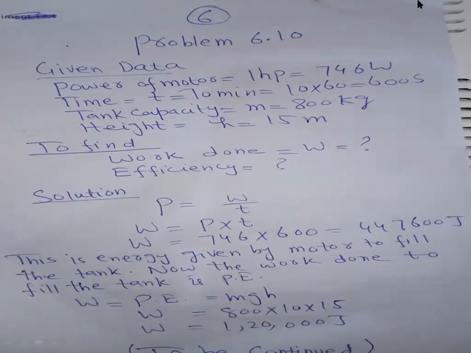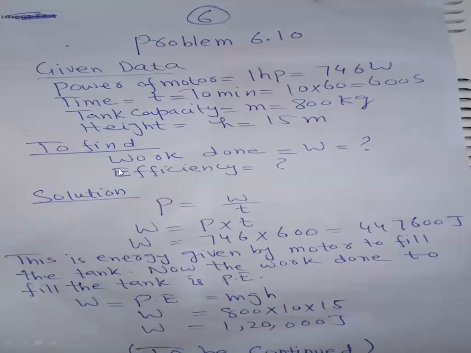Time is also given to me, 10 minutes. 10 minutes is not the SI unit of time, so we need to convert into SI, and the SI unit of time is second. In 1 minute we have 60 seconds, so if you multiply 60 by 10, you can convert this into seconds. Tank capacity is given to me, 800 kilogram, and height is also given to me, 15 meter.